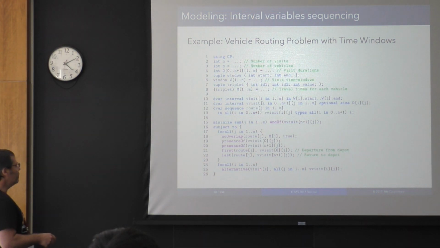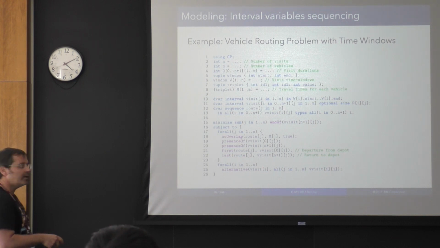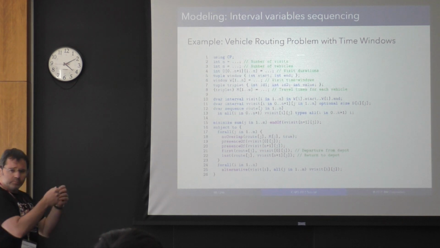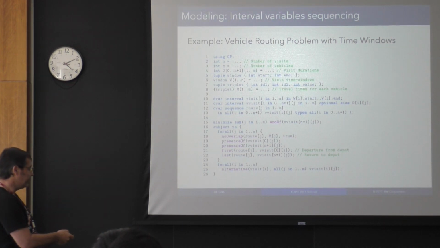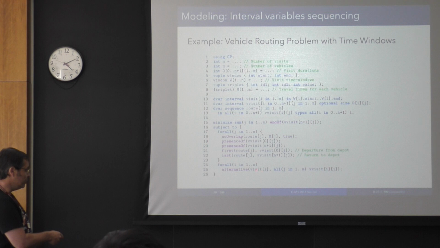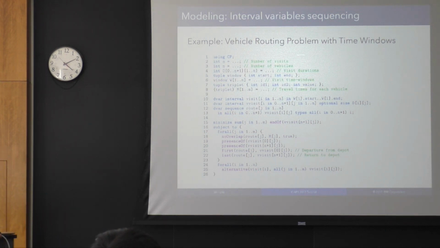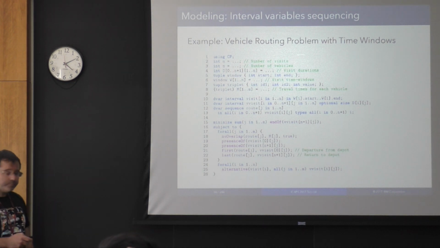But here, this interval is present, the visit is necessary, but you just say that you need to select one vehicle for the visit. So one of the optional intervals representing the fact that vehicle G performs visit I will be present, only one, and then it will be synchronized with this visit itself. Is the general idea behind this model for the VRP more or less clear?